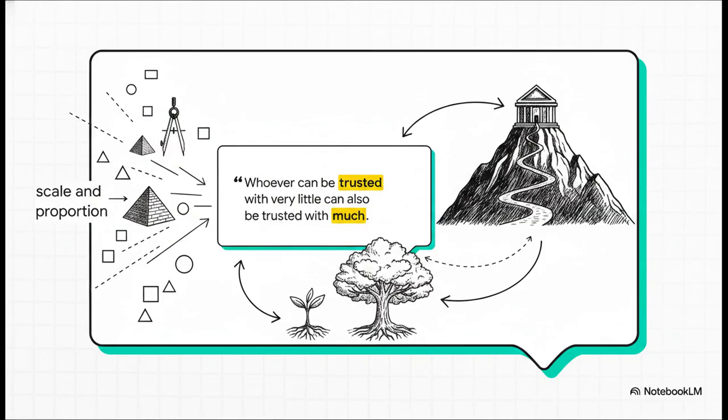In math, understanding scale and proportion trains your brain to think relationally. It helps you see how a tiny detail perfectly reflects the whole picture. The curriculum connects this to a verse from Luke 16:10. Whoever can be trusted with very little can also be trusted with much. The idea presented here is that being faithful in the small, precise details is exactly the same skill as managing the really big, massive things.